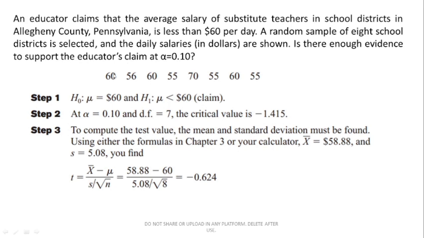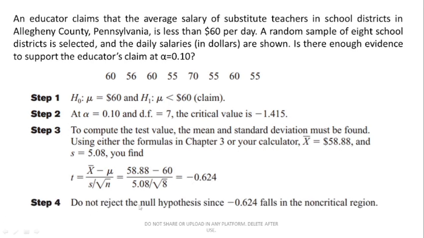$58.88. So, i-add lang lahat tong given na data natin divided by, we have 2, 4, 6, 8. So, i-add lahat ng data natin divided by 8. So, that is 58.88. And our standard deviation is 5.08. And then, plugging in the values in our equation, ang makakalculate natin na t-value natin or the test value natin is negative 0.624.